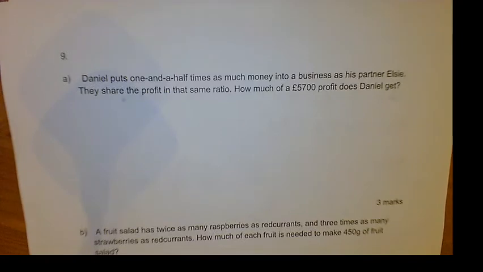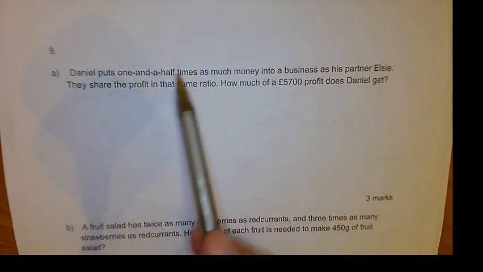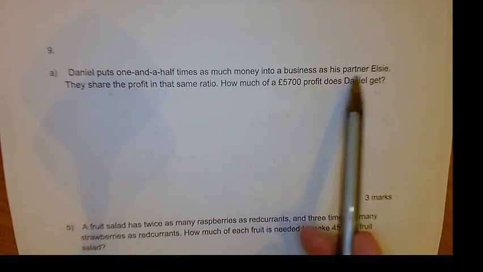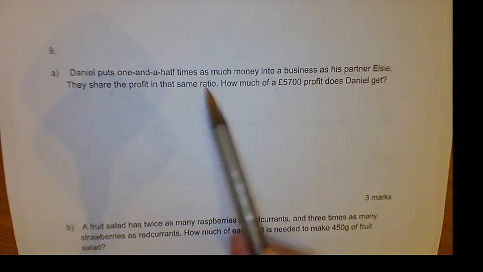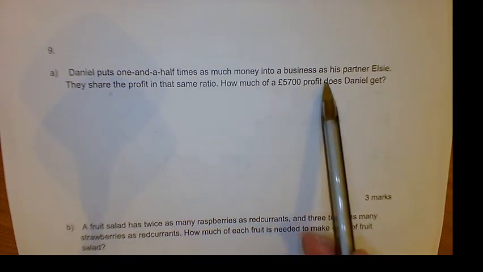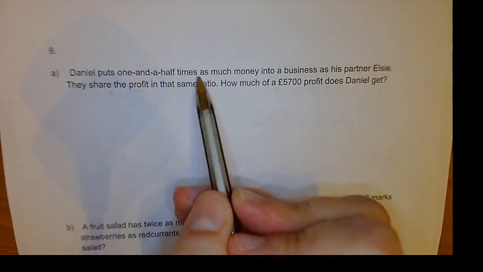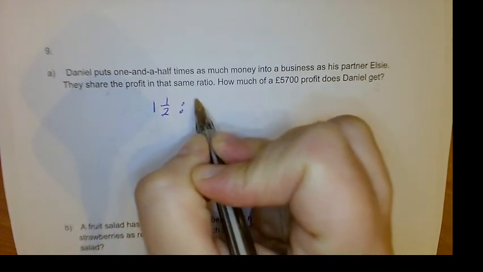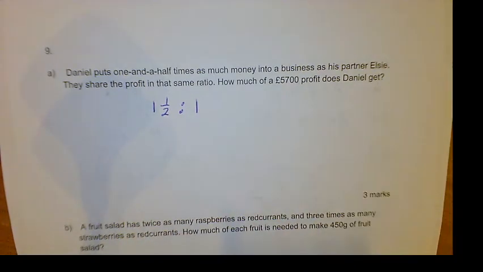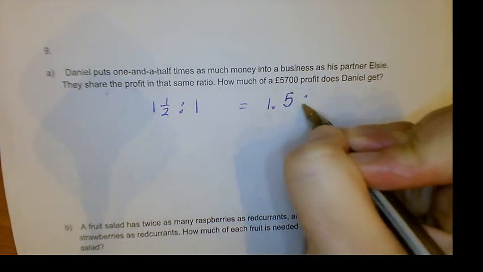Right, last page. Daniel, I hope you appreciated being in a math paper. Daniel puts 1.5 times as much money into a business as his partner Elsie. They both share the profit in the same ratio. How much of the 5,700 profit does Daniel get? Well, 1.5 times as much means 1.5 to 1. Now, you could have written this as 1.5 is to 1.